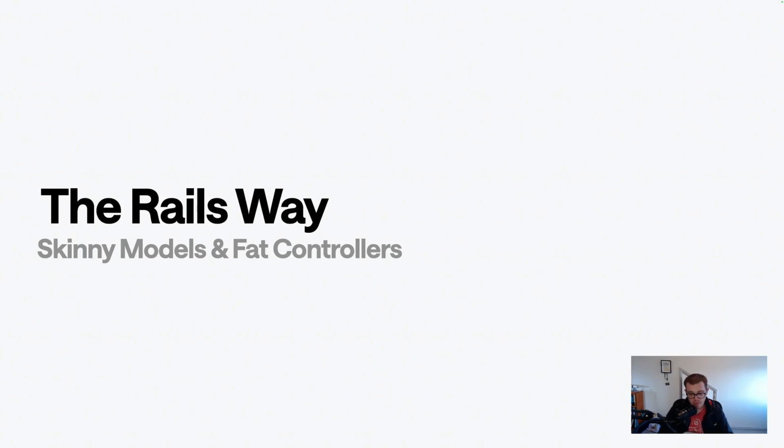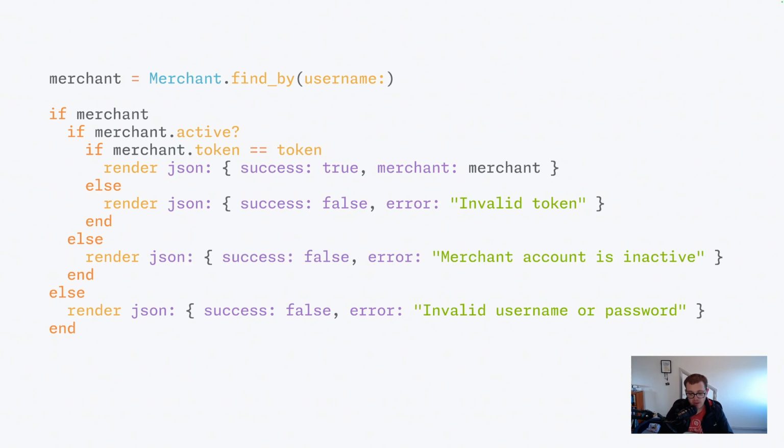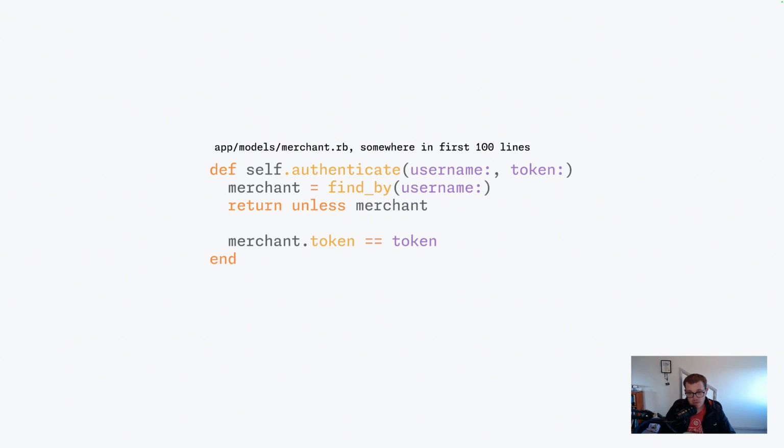When your grandparents were in high school, there was such a thing called the Rails way. This gave an emphasis on skinny models and fat controllers. Back then, they, and your ancestors, would write code like this, throwing as much business logic into the controller as possible. You would attempt to find the merchant by their username and then determine if they're active and if the token was successful. And depending on the success or not of that, you would then render a particular outcome based on those results.